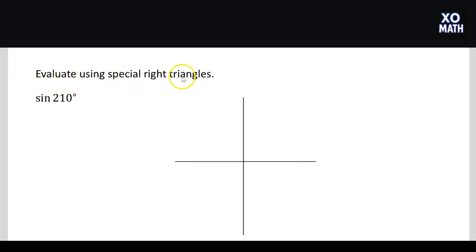I want to evaluate, using special right triangles, sine of 210 degrees. Here I have an xy plane, and I'm going to construct my angle in standard position. The initial side is on the positive x-axis, and the terminal side is going to be over here in quadrant 3, where the angle 210 degrees is.